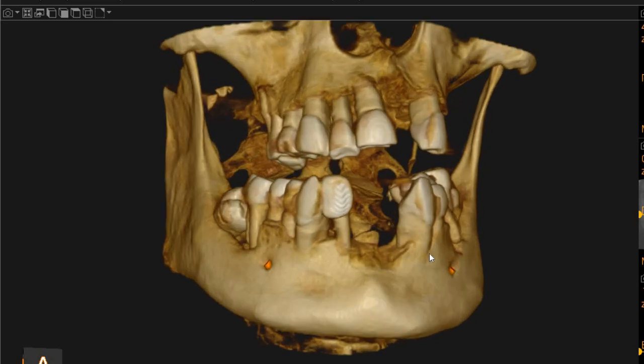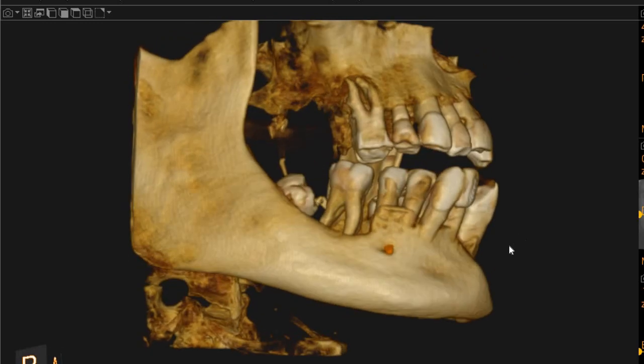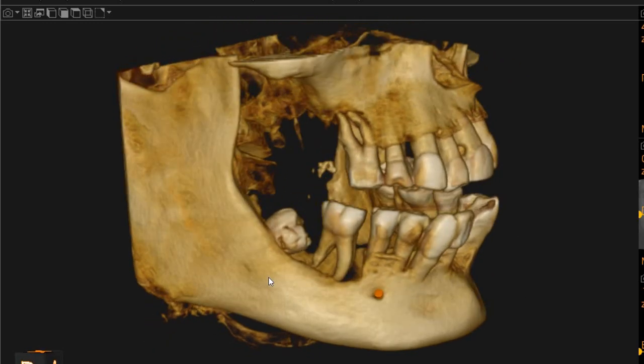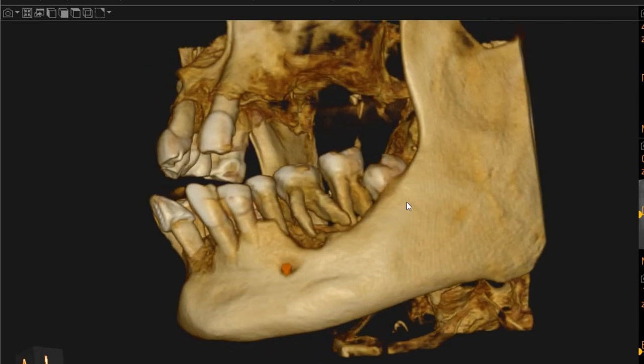This is the CBCT of the patient that you had requested. The area of interest has not been highlighted. So we're going to take you through the entire CBCT and give you an idea of what is going on.